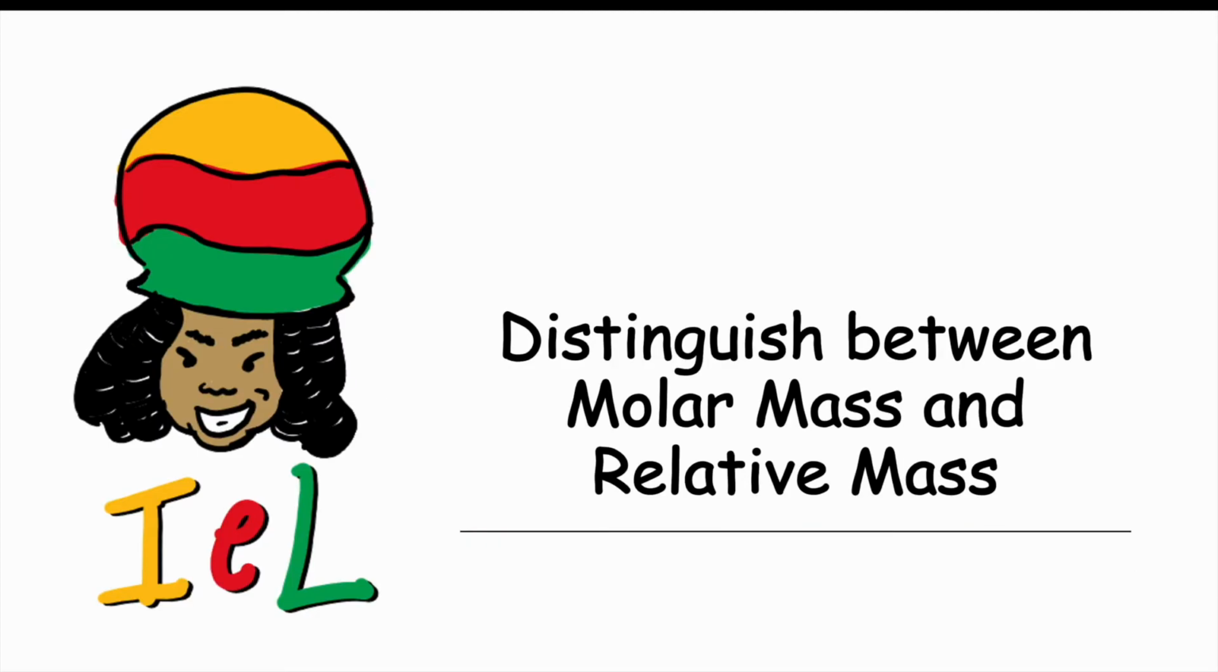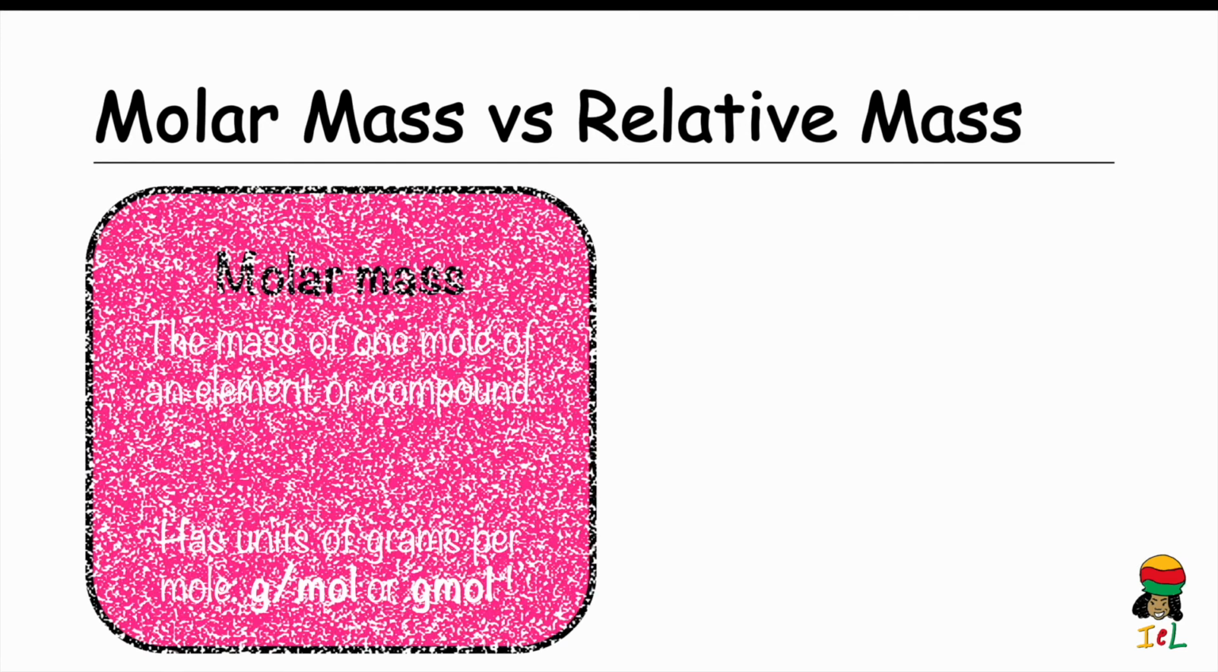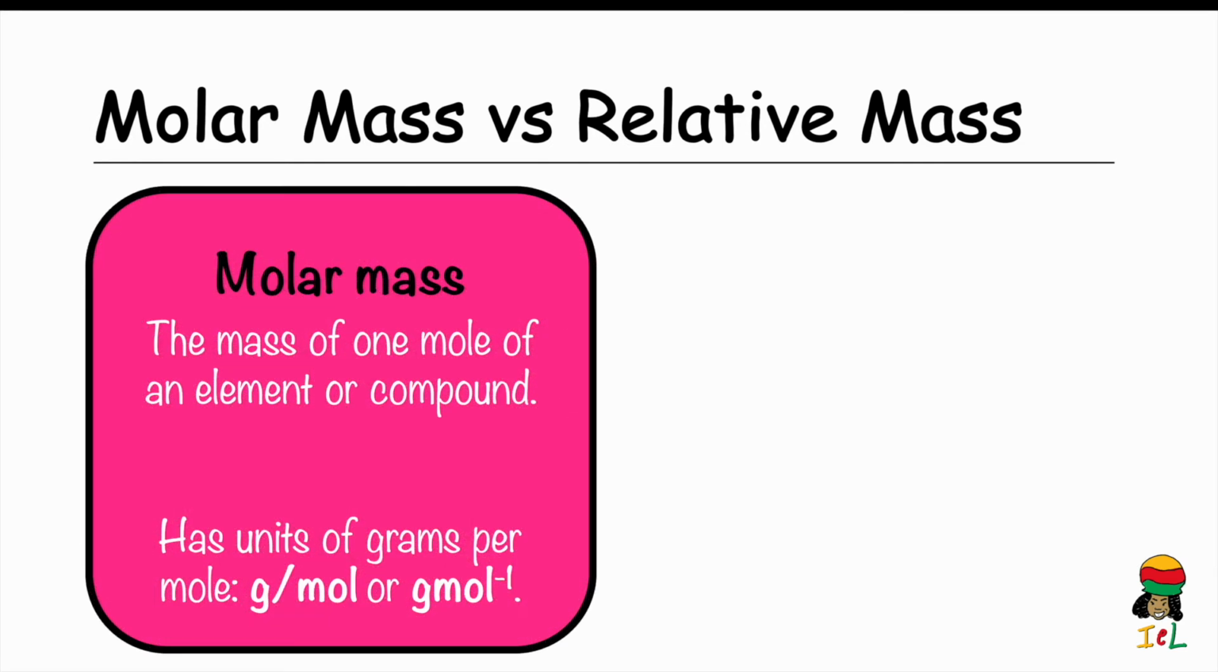For the final lesson objective, we will distinguish between molar mass and relative mass. Molar mass versus relative mass. Molar mass is the mass of 1 mole of an element or compound. The molar mass has units of grams per mole, which can be written or denoted as g/mole or g mole to the power of -1. Whichever notation you choose to use, it means the same thing.